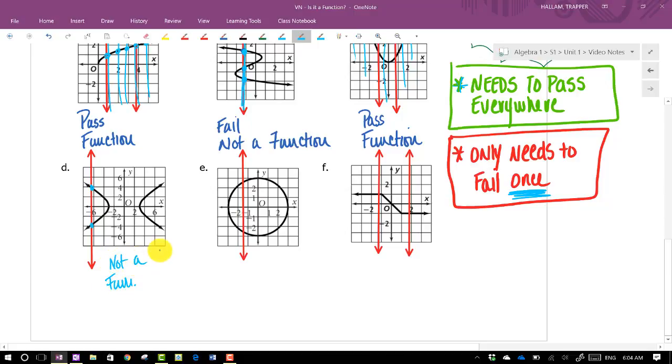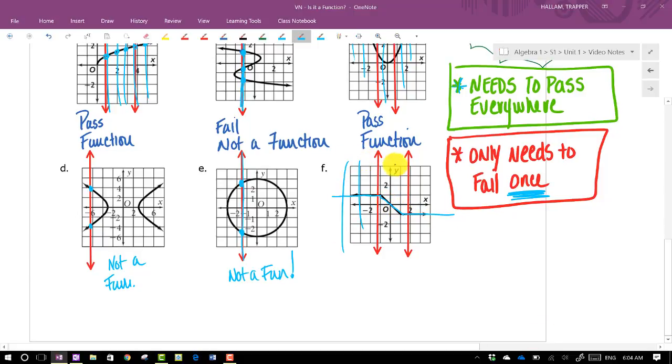Okay. All right, looking at E, draw a vertical line on our circle. And again, it touches twice, so not a function. And then this one here, even though it's what we'd call like a piecewise function, not that you need to know that, it doesn't matter how it looks. I can draw as many lines as I want on there, and it's going to pass them all. So this would be a function.